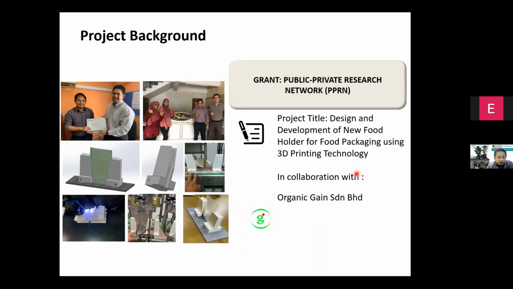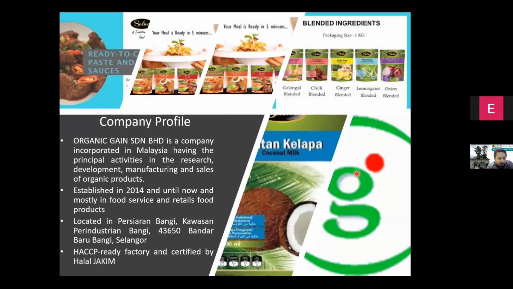And the company I choose is Organic Gains Sdn Bhd. Just slightly on the company profile: established in 2014, having principal activities like research and development, manufacturing and sale of organic products. It is focused on food service and also retail food products. Some of the products, for example, are chili blend, ginger blend, and lemongrass blend. A lot of the products are basically ready to eat.